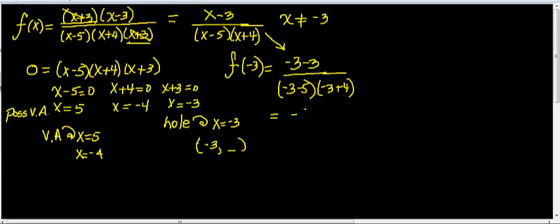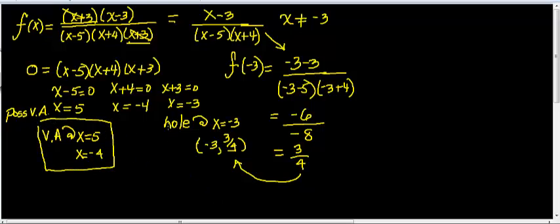And that equals -6 in the numerator, and in the denominator you'll get -8 times +1, which is -8. And we can reduce this. This is going to be +3/4. So where is my hole exactly? At -3, 3/4. Okay? And we're done. I know where my vertical asymptotes are, and I know where my hole is. Here's my hole at -3, 3/4.